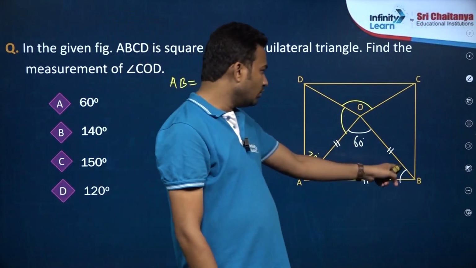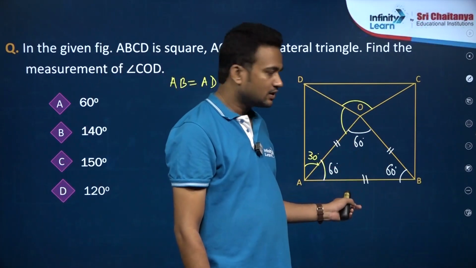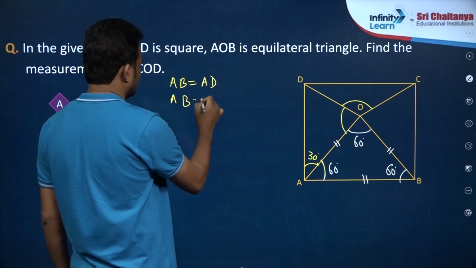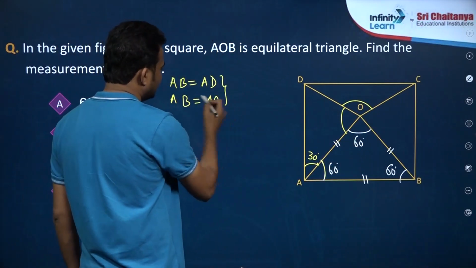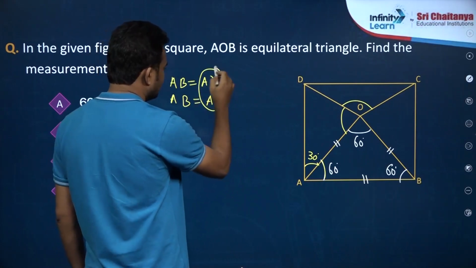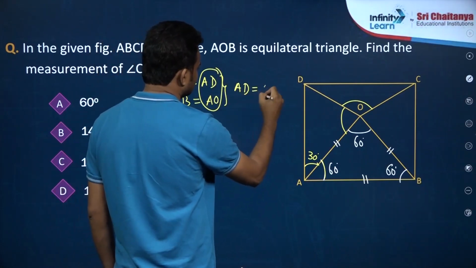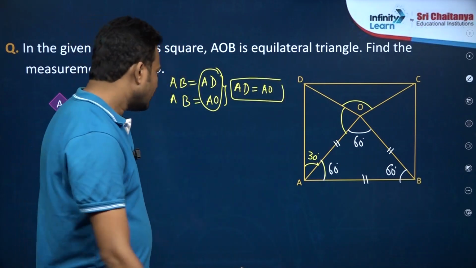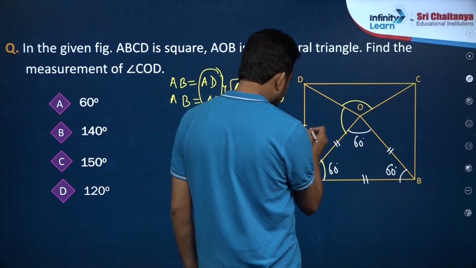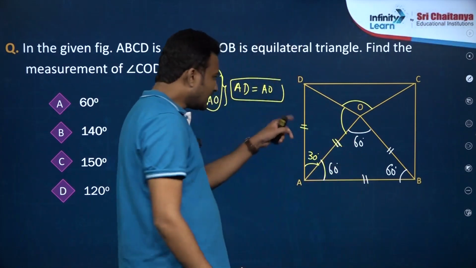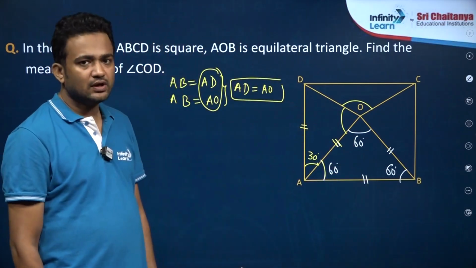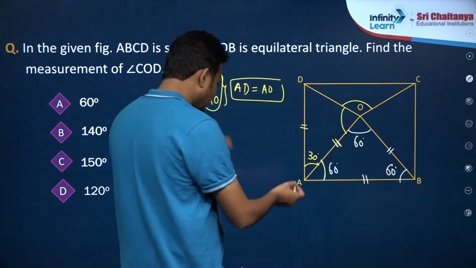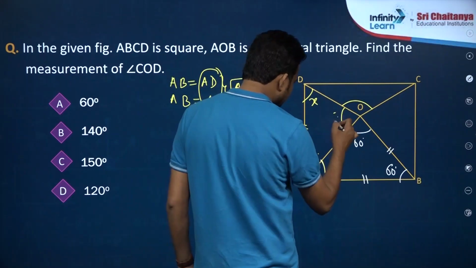Now, what is AOB? AOB is an equilateral triangle, so AB and AO will be equal. Simply compare these two and we'll get AD is equal to AO. What is AD? This one is AD and this one is AO. So in triangle AOD, these two sides are equal. If these two sides are equal, then their opposite angles must be equal, right? So if this is X, then this will be X.